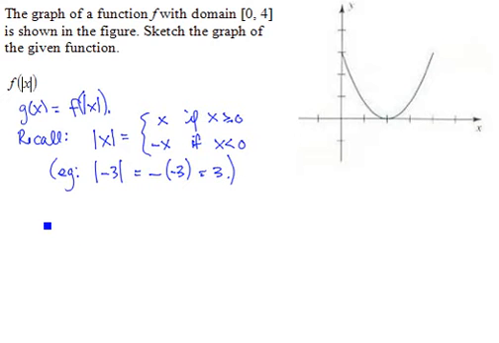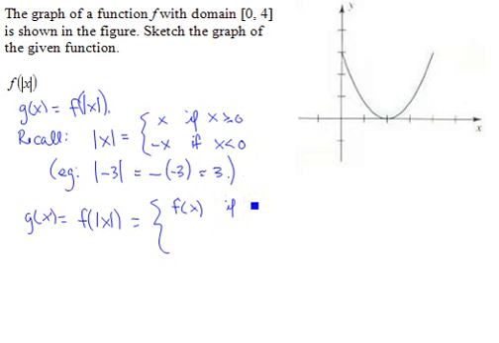Now that might help us describe the graph of g, because if g of x is equal to f of the absolute value of x, then let's describe that in two pieces. That would be either f of x, if x was greater than or equal to 0, and it would be f of the opposite of x if x was less than 0. There I've just applied the definition of the absolute value of x.